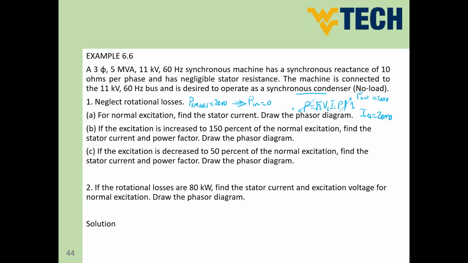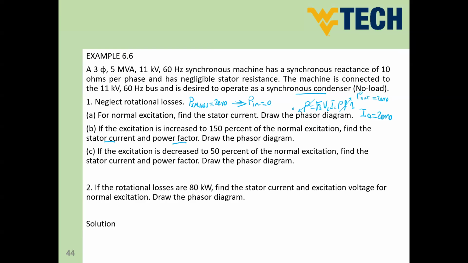So this is part A. Part B, the excitation is increased to 150% of the normal excitation. Normal excitation means the unity power factor case, which is the operating condition in part A. So the new value can be obtained by just multiplying the value in part A times 1.5. This is the new value of the excitation. What do we need here? Find the stator current. We need to calculate the stator current and the power factor, and then draw the phasor diagram.